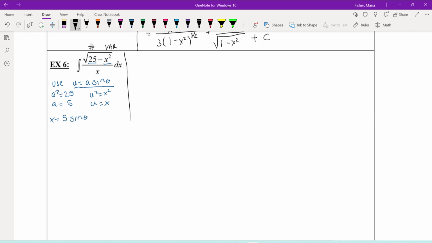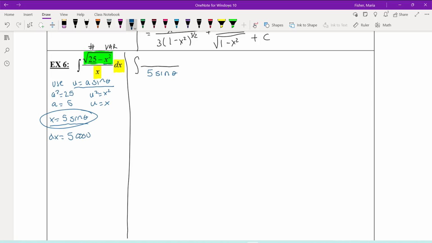Now I need to write this whole entire integral as an integral in theta. The radical portion, I know that I used the triangle to figure that out, so I'm not there yet, but I can get rid of this x in the denominator because I know that that's going to be just 5 sine theta. And I know how to get rid of the dx. I just take the derivative of 5 sine theta, and dx is going to equal, well, the derivative of the sine is the cosine. Here I write 5 cosine theta d theta.